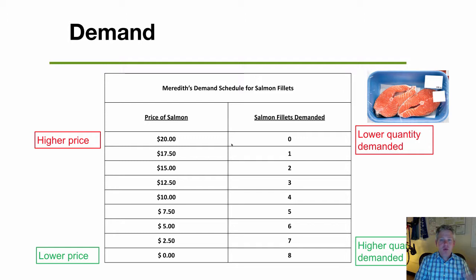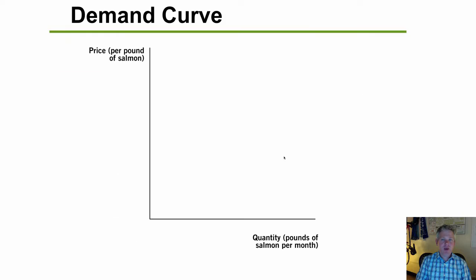With price on the y-axis, and the quantity demanded, or the number of salmon fillets demanded, on the x-axis, we can do that like this. Here is price. The price starts down here at 0, and it goes up to, for Meredith, we didn't have a number higher than 20, so maybe 20 is the height.